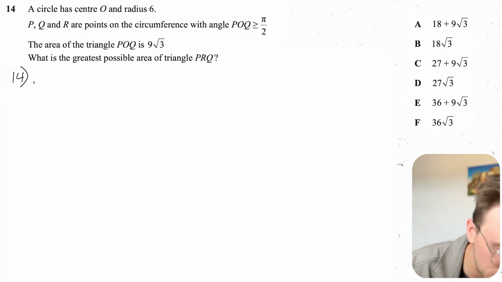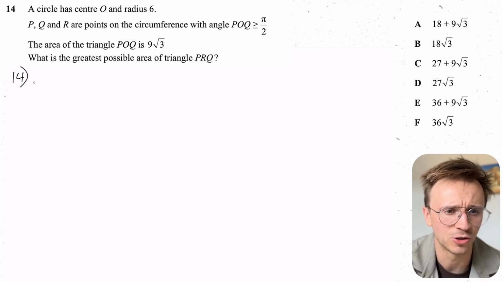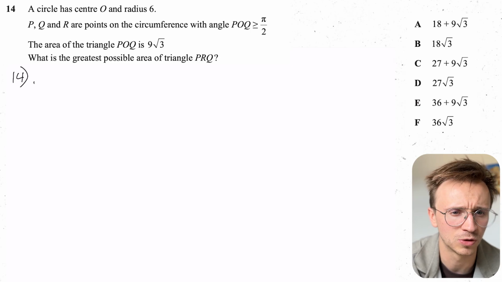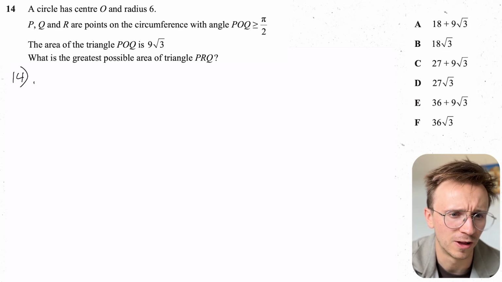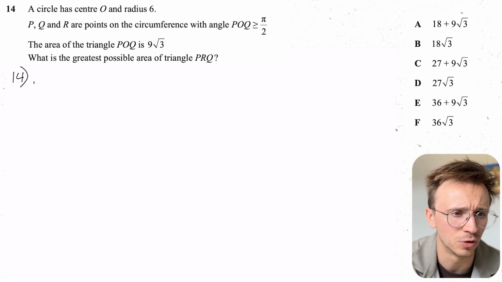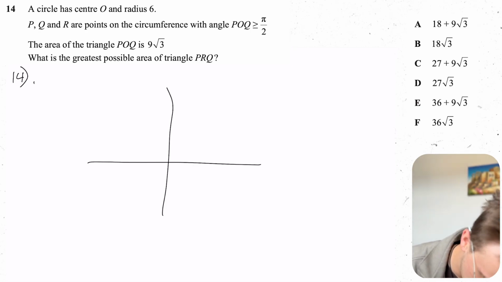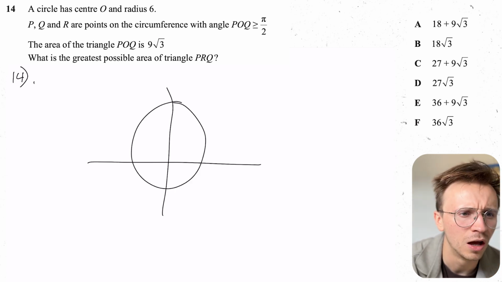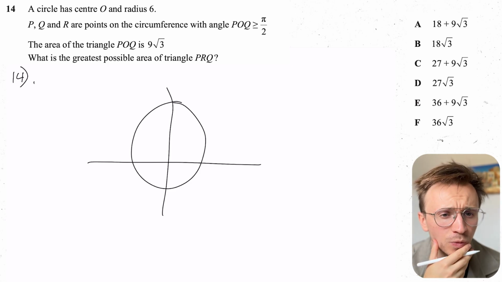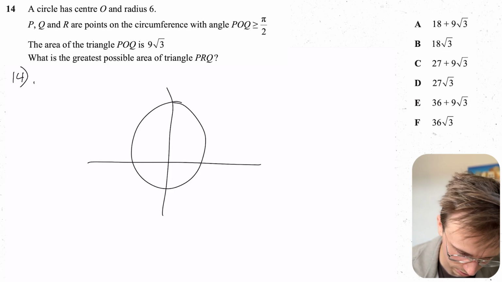Immediately, 14. A circle has centre O and radius 6. P, Q and R are points on the circumference with angle POQ greater than or equal to pi over 2. The area of the triangle POQ is 9 root 3. What's the greatest possible value of the area of the triangle PRQ? Okay, so I need to draw this. So O, centre on the origin, makes it easy, and radius 6. P, Q and R are points on the circumference where angle POQ is greater than pi by 2, which is 90 degrees.